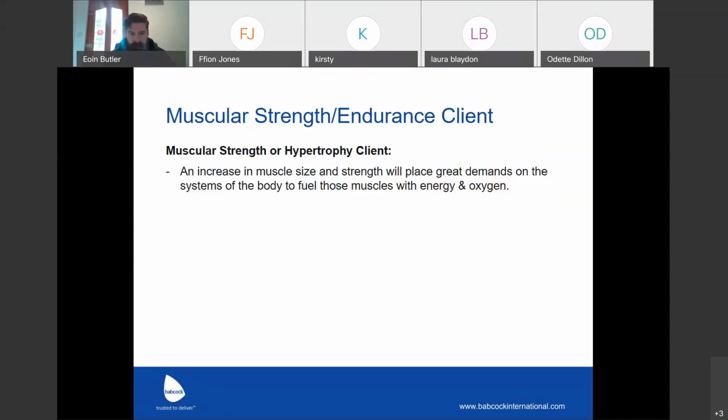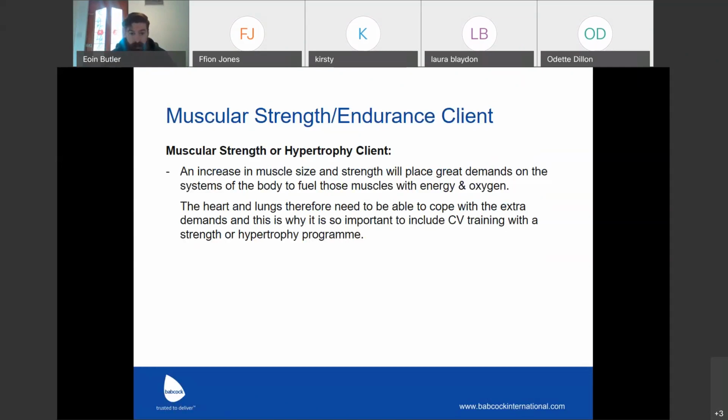So an increase in muscle size and strength will place greater demands on the systems of the body to fuel those muscles with energy and oxygen. Because you've got bigger muscles and stronger muscles, we need to get more fuel to them. To get more fuel to them, obviously the circulatory system does that. So the heart and lungs therefore need to be able to cope with extra demands, and this is why it is so important to include cardiovascular training with a strength or hypertrophy program.